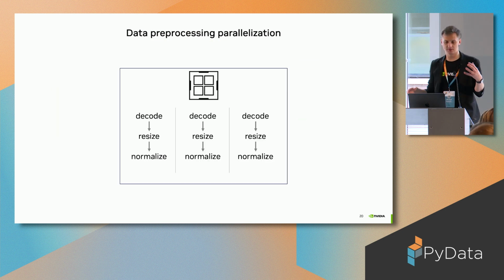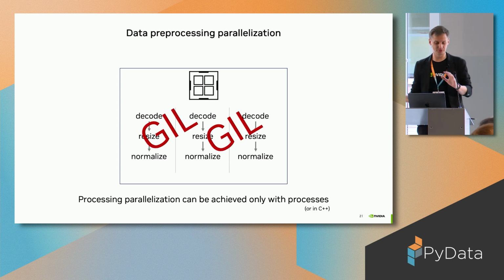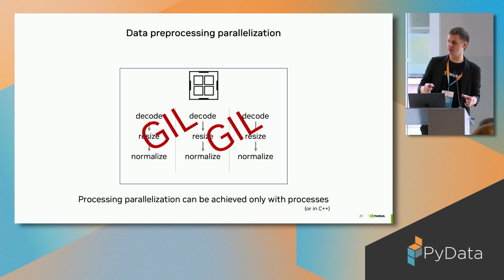Let's say that I load 3 images, my batch is 3. Every such image can be processed in parallel: decoded, resized, and normalized. However, let's say that I want to do this inside threads. What do I say? There's a GIL, right? So the GIL prevents this. Actually, there is a way we can parallelize such processing. This can be done in 2 ways.